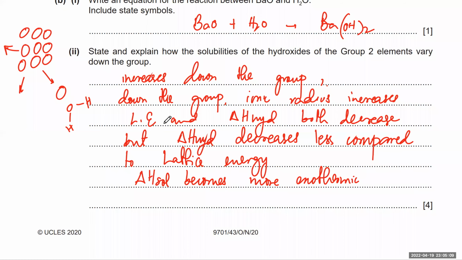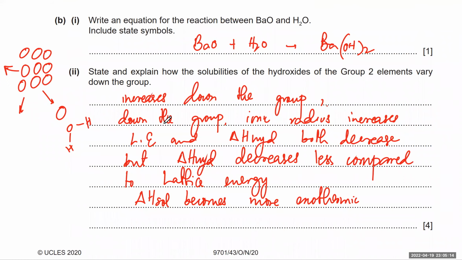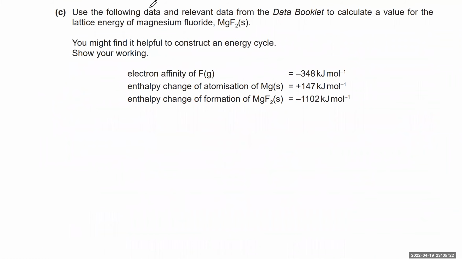As I'm moving to the next one, remember this is a very typical question that comes in every paper. You have to draw the Born-Haber cycle for, I think, MgF2. You might also use the data to figure out the lattice energy of magnesium fluoride. So I'm going to start with the formation. What is formation? That's Mg plus F2, the elements turning into MgF2.